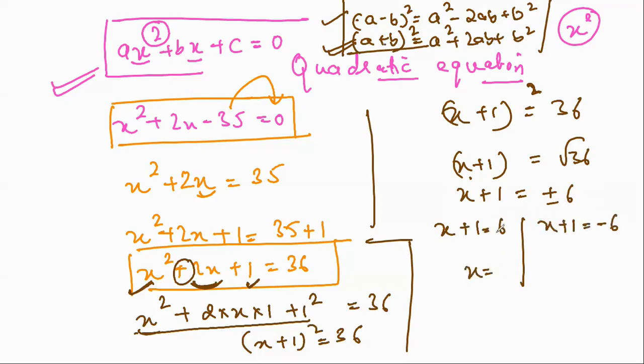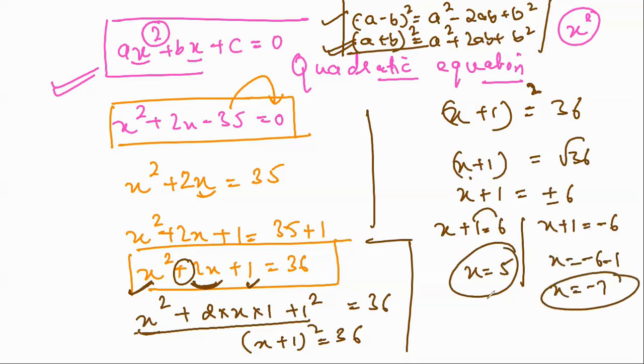So x is equal to 6 minus 1, since the 1 goes to the other side, which is 5. And then with negative 6, minus 1 becomes negative 7. So these are the two values of x for this equation, right? We can call them the values of x, and we can also call them the roots of the equation. It means when you put these values in place of x in this equation, the left hand side is completely 0.